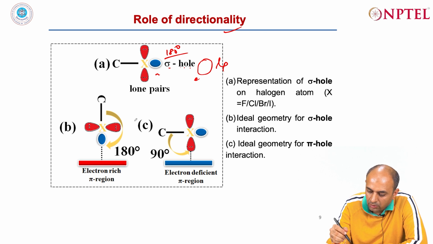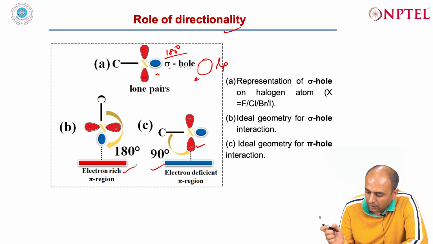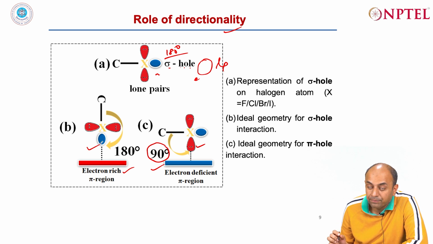Whereas, if you want to have interaction with the lone pairs, then the lone pairs can interact only, as I just now mentioned, with the electron deficient pi region, and the sigma hole will interact with the electron rich pi region. So, this particular geometry, if the lone pair is to interact with the deficient region, the directionality is then 90 degree, whereas in this case it is 180 degree.